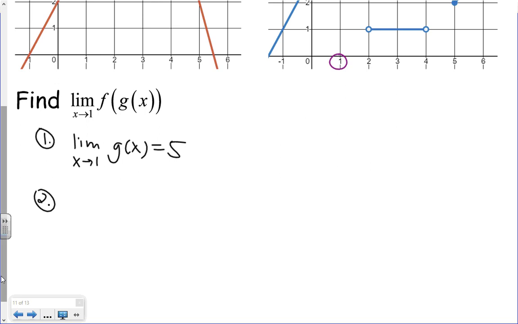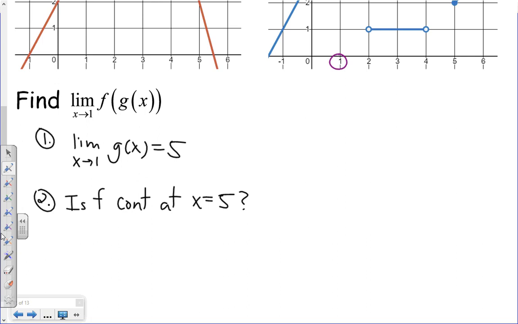The second condition, we talked about continuity of the outside function. So we have to ask ourselves this question: is f, our outside function, continuous at x equals 5? We're asking ourselves that question right there. And again, notice that we're using the limit that we just came up with in the first condition. That's the value we're looking for continuity at on the outside function. So it's not at x equals 1 that we want continuity. It's at 5 in this case that we want continuity.